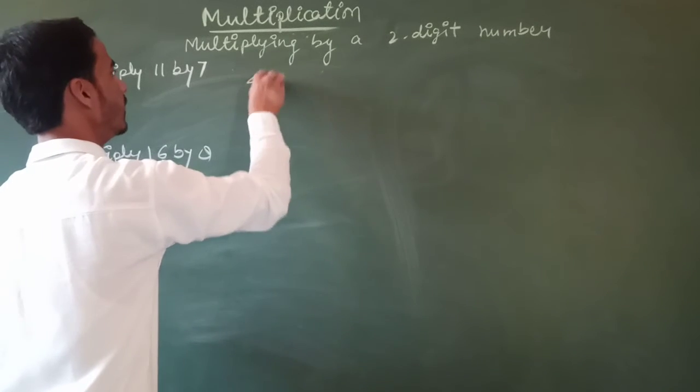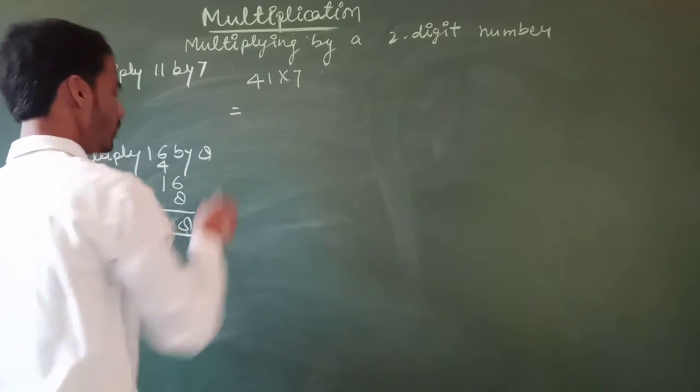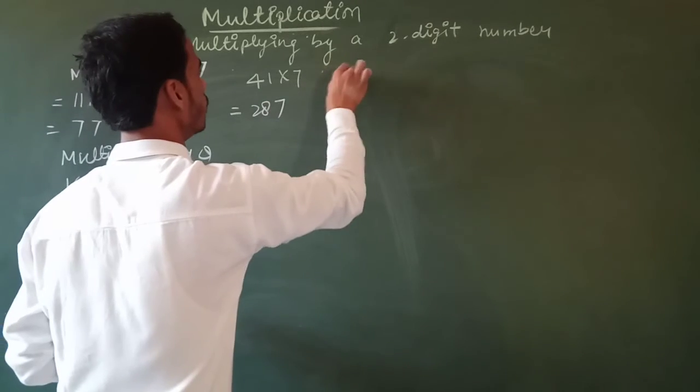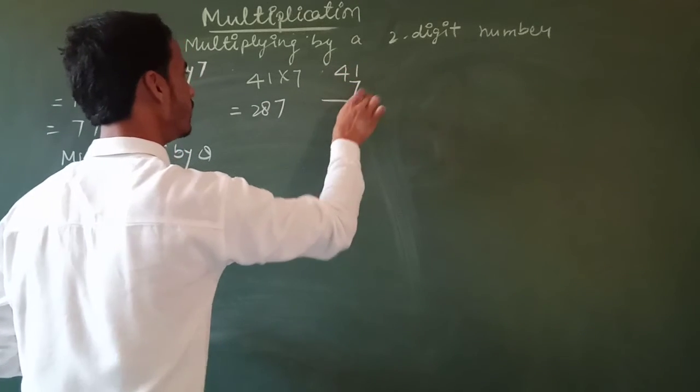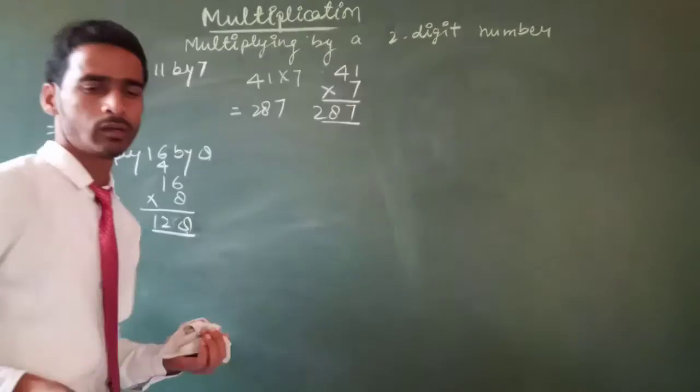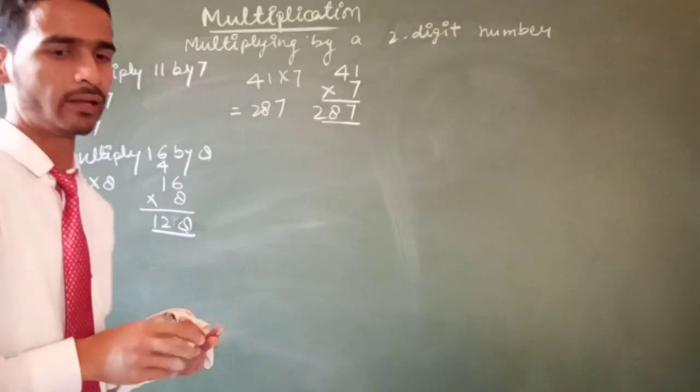41 multiplied by 7. 7 ones are 7. 7 fours are 28. We can solve it vertically. 7 ones are 7. 7 fours are 28. And now let's take another example.